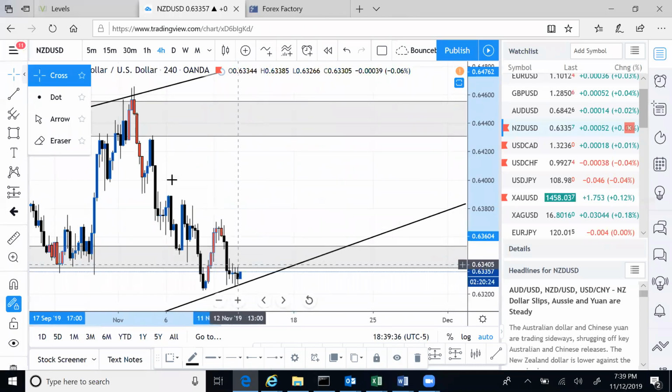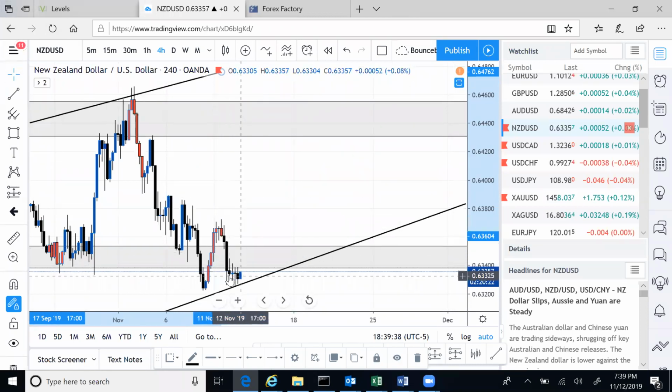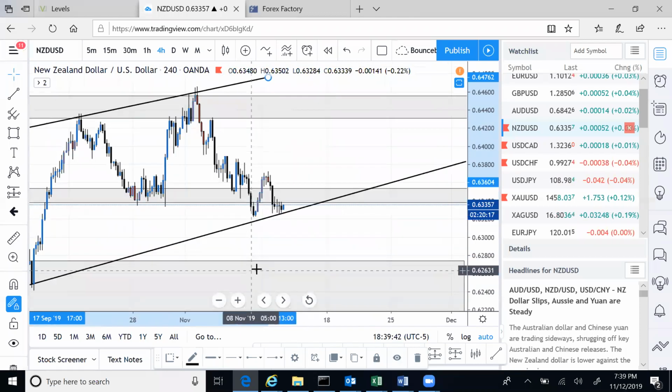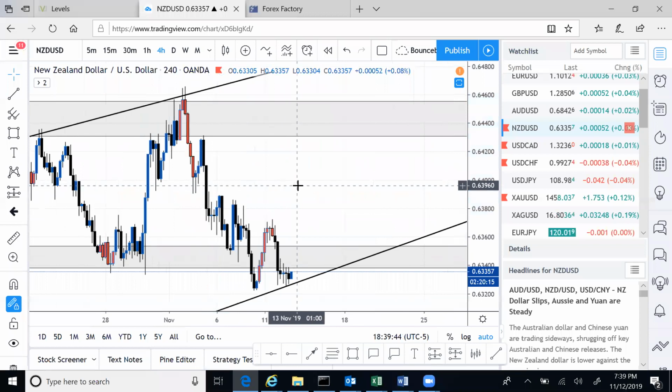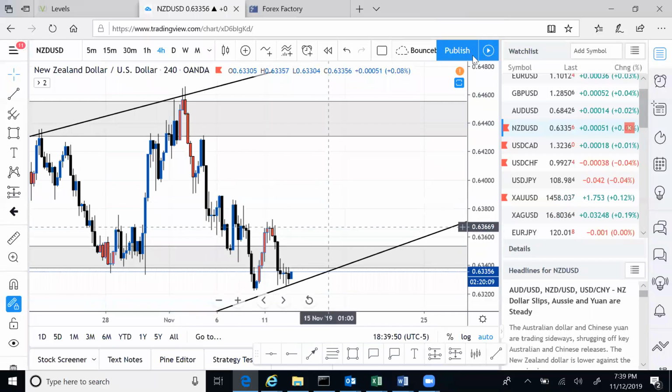We are around daily support. You can see that the trade has actually paused. The momentum has slowed down. But what pattern can we see here? Somebody tell me what pattern is forming. There are two types of pattern. If you can identify it, call it, because I can see something clear, you may be able to see something else.